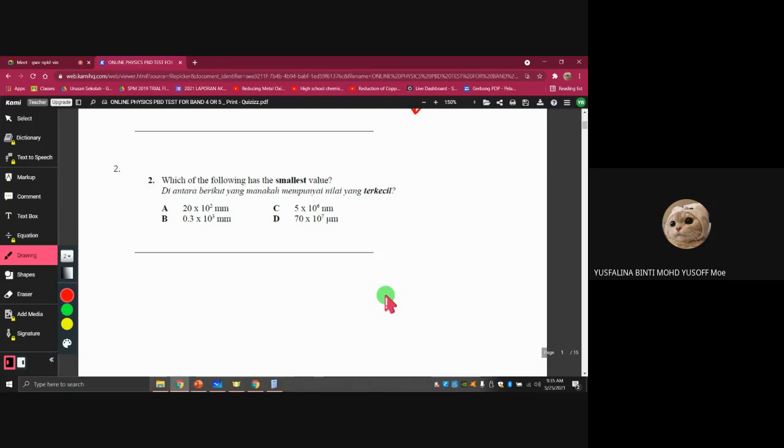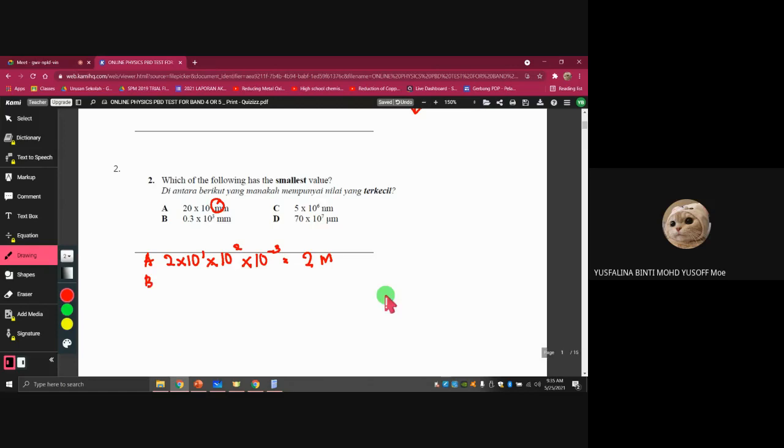Okay. And for A, I changed it, so it becomes 10 power of 1, and 10 power of 2. This one is milli, right? So milli is 10 power of negative 3. If I solve it, 10 power of 3, so this one will only be left with 2 meter. 1 plus 2 is 3, 3 minus 3 is 0.